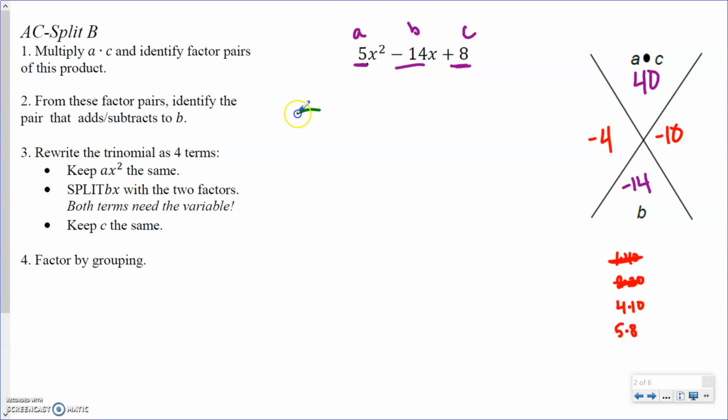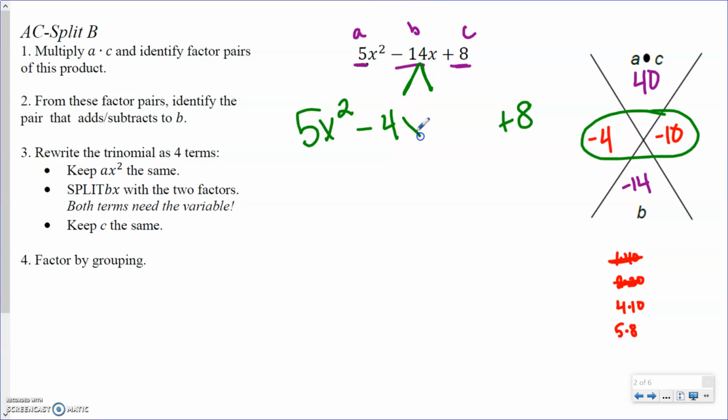So A and C, again, AC split, stay the same. And then we're going to take this negative 14x, and split it into 2 terms using these two numbers that we found here. So we're going to make that a negative 4x and a negative 10x. So hopefully you'll agree that negative 4 and negative 10 add up to give us this negative 14. So we just split it into 2 pieces, and that's okay.